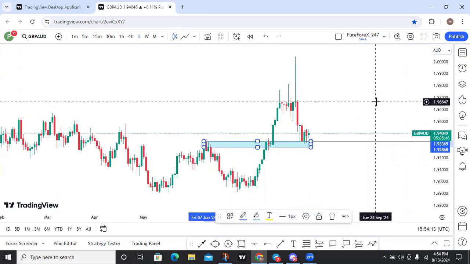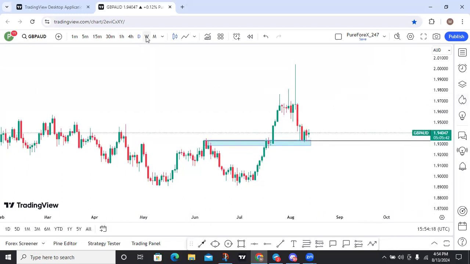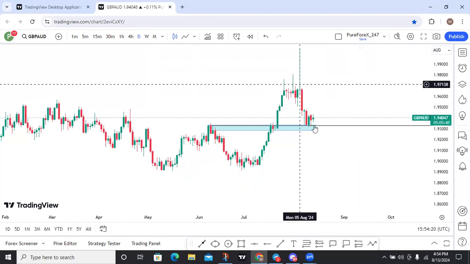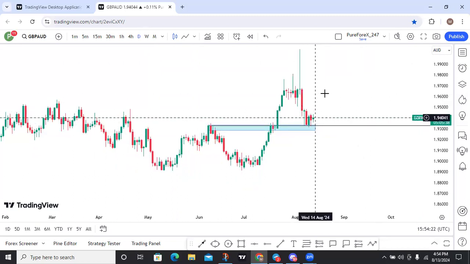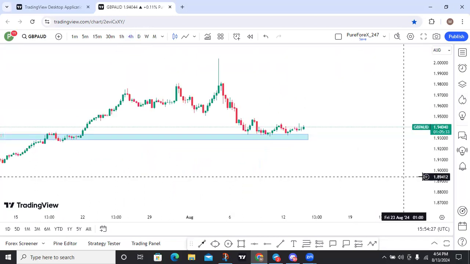But the good thing about this is that we have a confirmation, which is the bullish engulfing on the monthly time frame. So this is where we will be expecting a breach of the Dow theory for us to buy. So now we go to the daily.